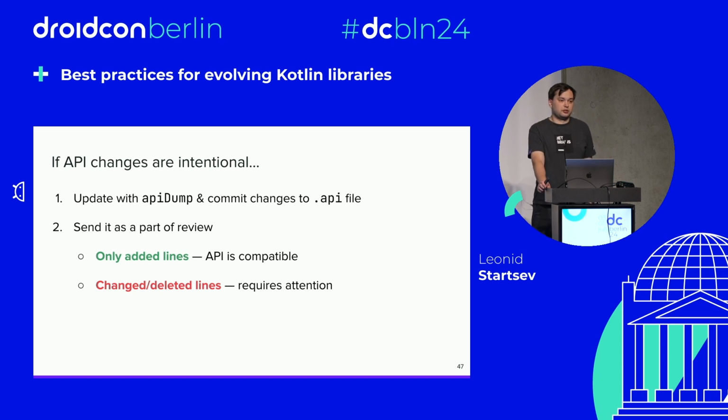You should remember that the binary compatibility validator is quite a dumb tool. It doesn't actually tell you if APIs are compatible, it just tells you whether they were changed or not. So as a rule of thumb, you can assume that if the API dump contains only added lines, then the API is compatible because you only added a new method to it. But if there are some changed or deleted lines, then it is most likely incompatible and requires attention from the reviewer or from the author of this pull request.